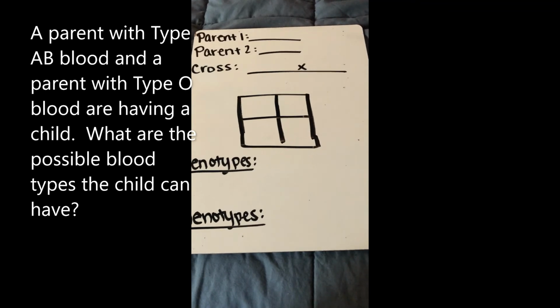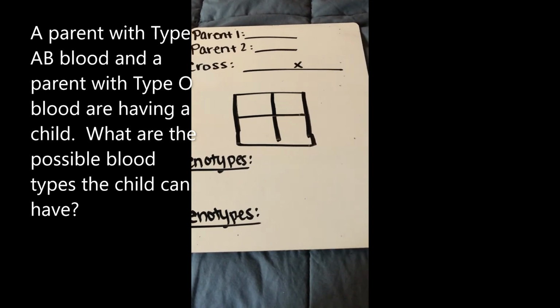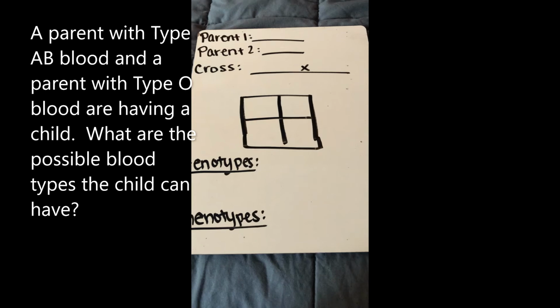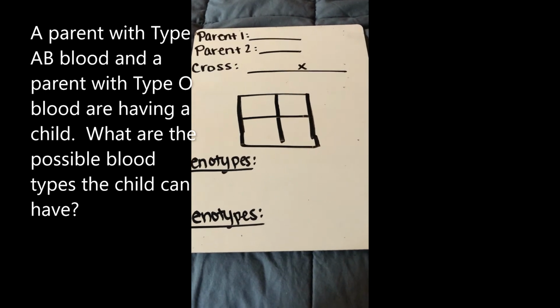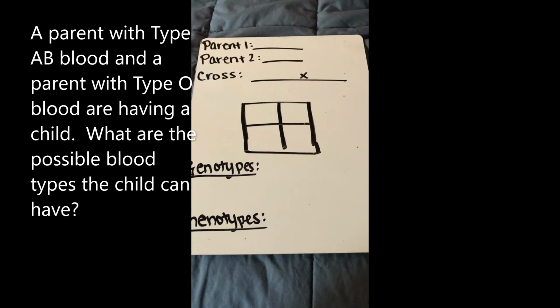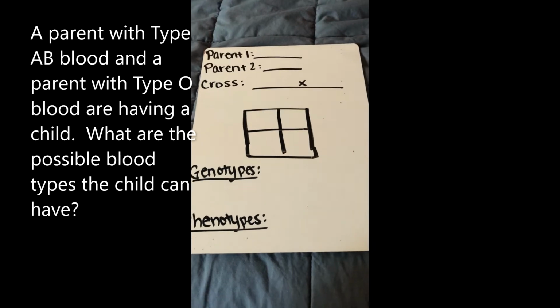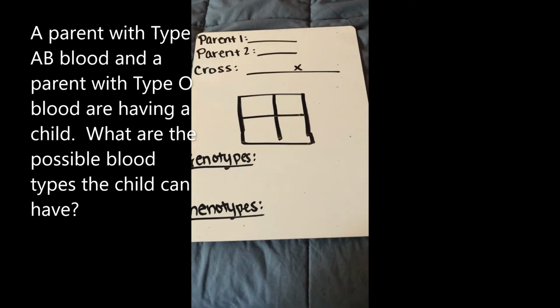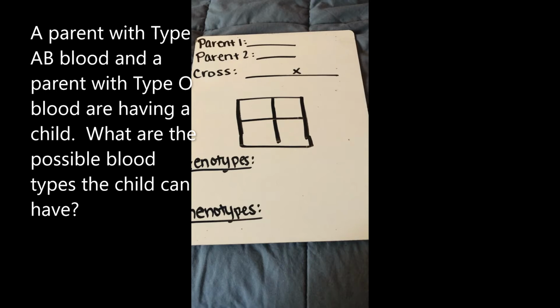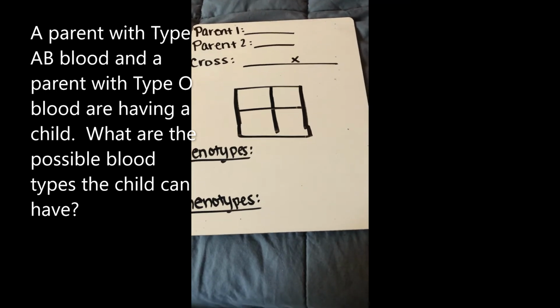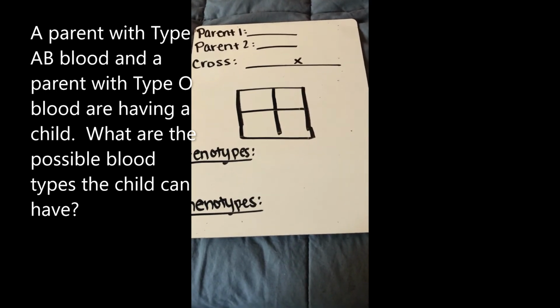So now that we know a little bit about our genotypes and phenotypes for blood types, we can do some practice Punnett square problems. So problem one, it should hopefully turn up on your screen somewhere. A parent with AB blood and a parent with O blood are having a child. What are the possible blood types the child can have?